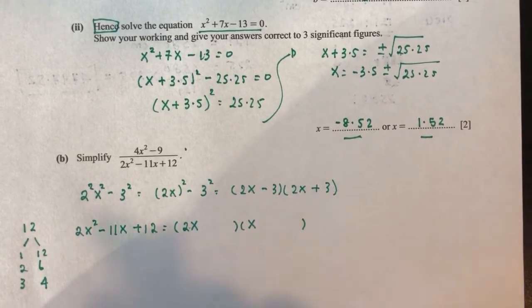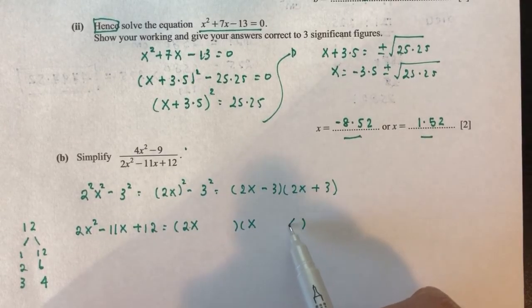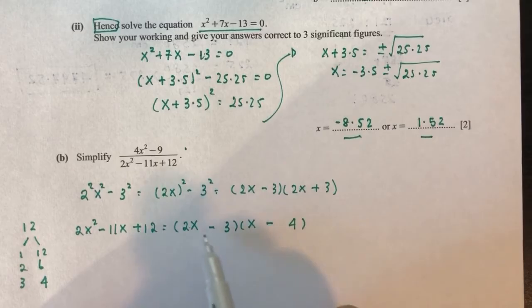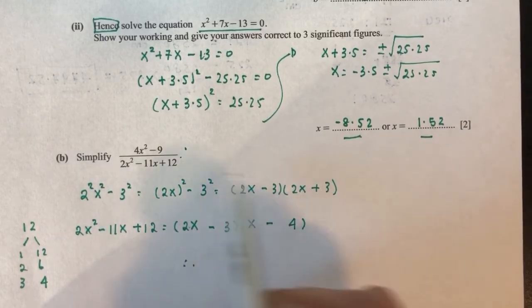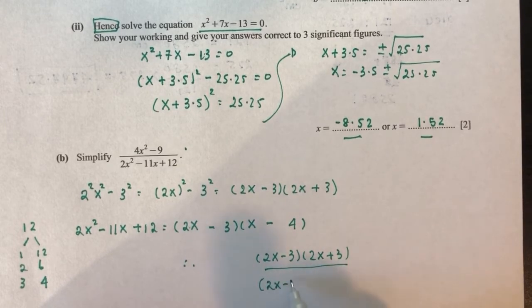How can we do that? We have to do it by trial. We can put 4 here and 3 here, both negative. So 2x times minus 4 will be minus 8. Minus 8 minus 3 will be minus 11, which is good. So now let's replace this back in the fraction. We have (2x minus 3)(2x plus 3) divided by (2x minus 3)(x minus 4).